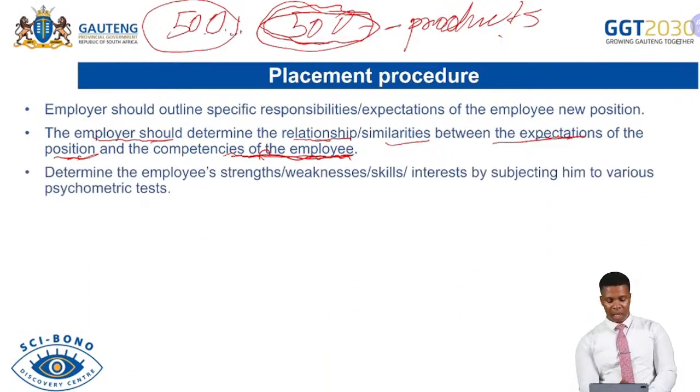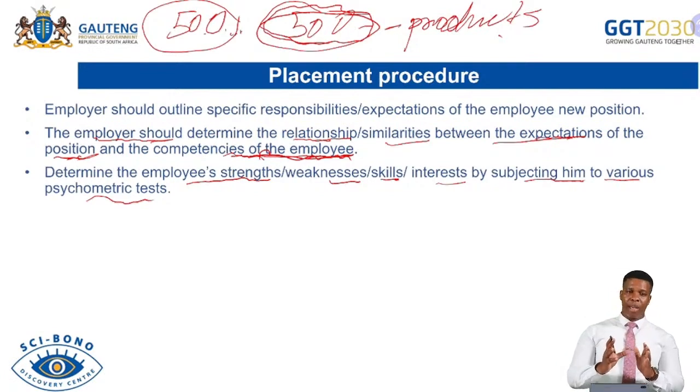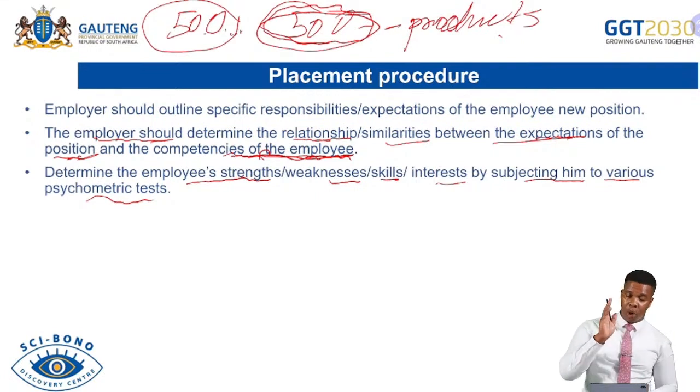And then the employer again has to determine the employee's strengths, weaknesses, skills, or interests by subjecting them to various psychometric tests. So this employee would be subjected to psychometric tests just to check their abilities, their strengths, weaknesses, and interests, so that once they determine their strengths, they will be able to give direction on which position will better suit them. So that's what we mean with placement. The procedure would be done for that purpose, to match the abilities or competencies of the worker with the requirements of the job.